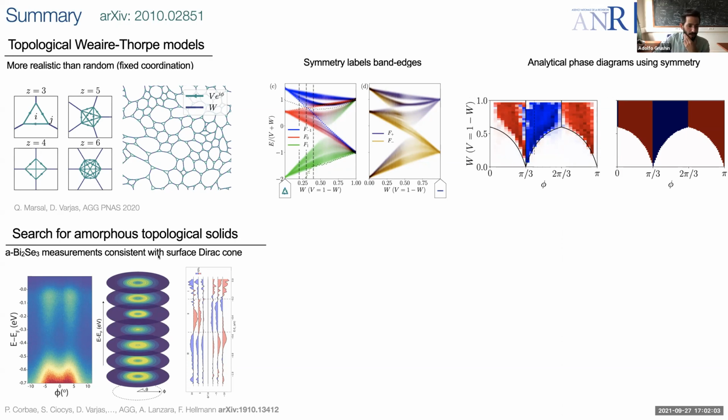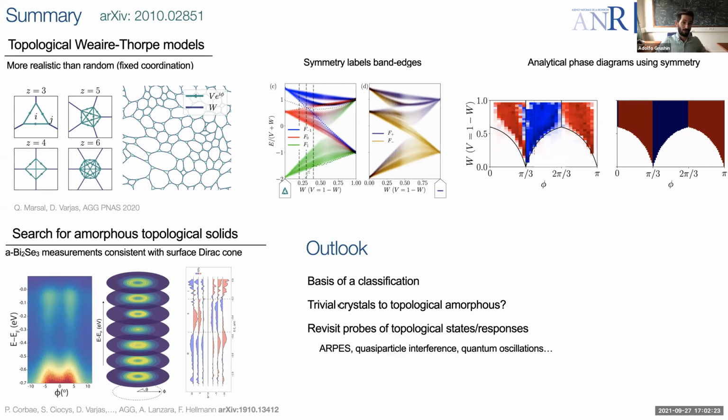And in the meantime, we've been collaborating with experimentalists from Berkeley, Alessandra Lanzara's group and Francis Feldman's group, to find topological insulator states in amorphous bismuth selenide. And as I say, we're trying to find cases where trivial crystals can lead to topological amorphous states, or to revisit how we actually probe this.